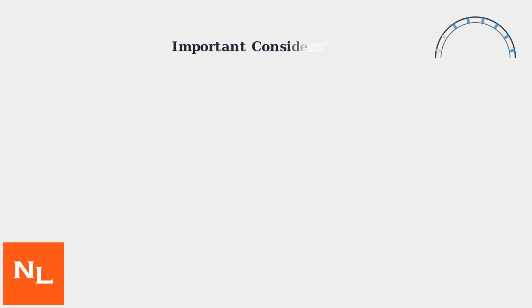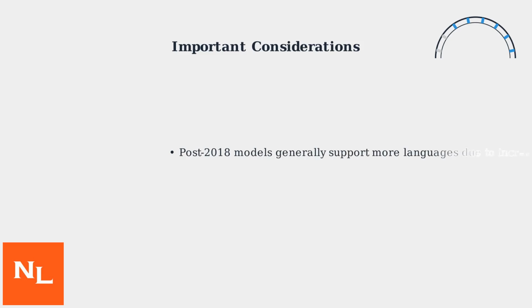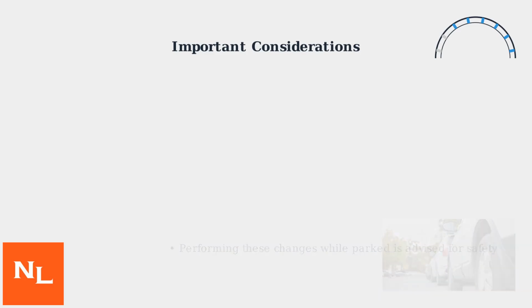When considering language changes in your Skoda Fabia III, keep these important points in mind. Older firmware versions may limit the available languages you can select. Models from 2018 onward generally support more languages, thanks to increased global exports. Be aware that unofficial firmware modifications could void your warranty or cause compatibility issues. For safety, always perform these changes while the vehicle is parked.